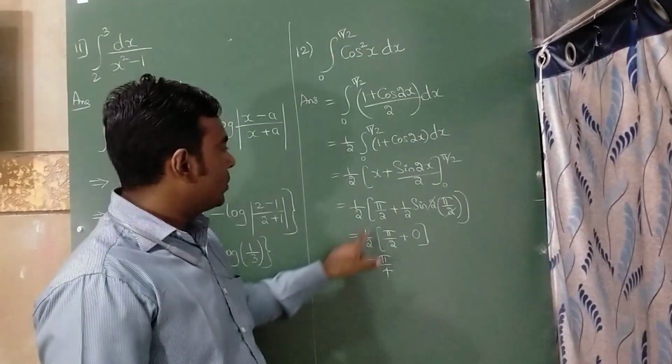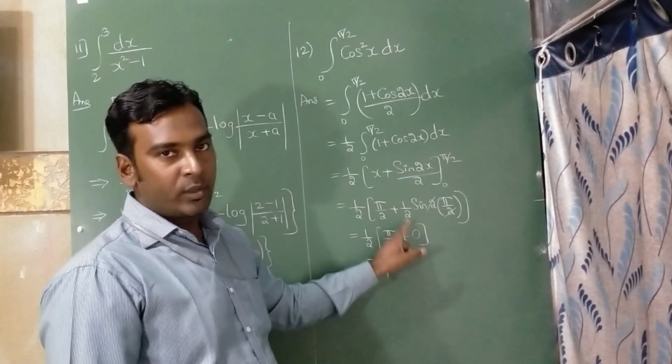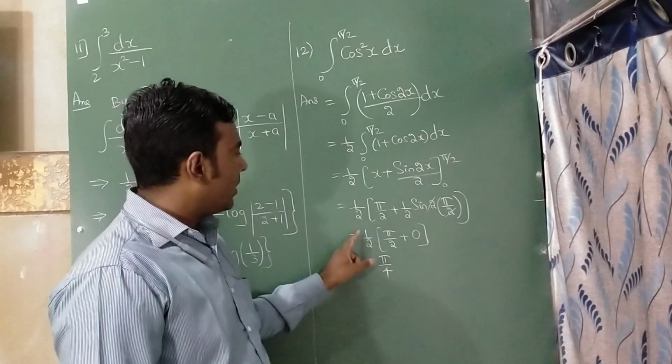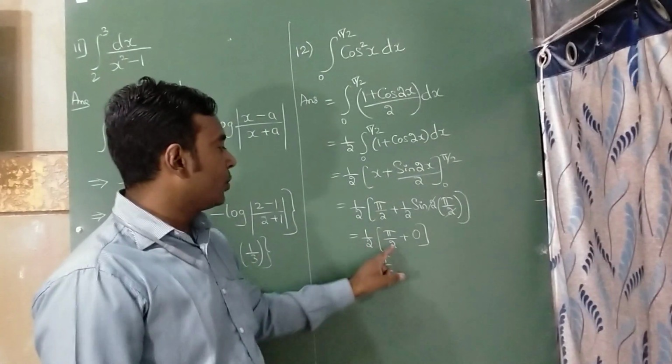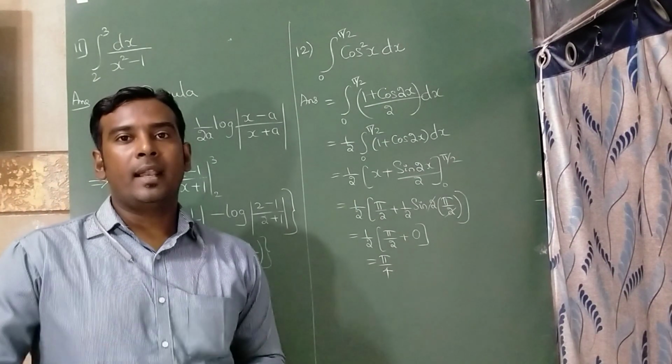Next 1 by 2, pi by 2 plus sin pi is 0. 0 into 1 by 2 is 0. 0 plus pi by 2, again it is pi by 2. So pi into 1 is pi, 2 2s are 4. So this completes your 12th sum. Let's move on to the next sum now.